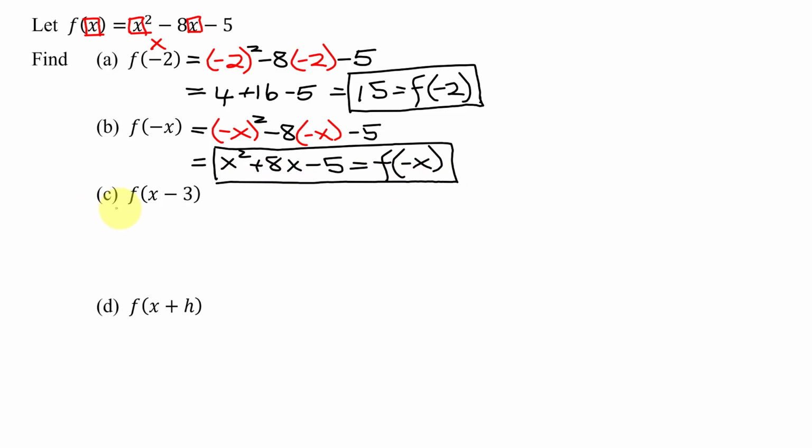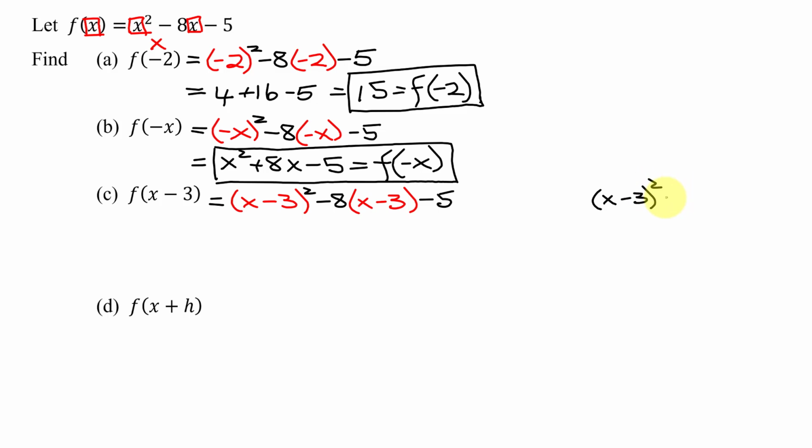Next, in part C, I need to find f of x minus 3. So what that is going to give me is, instead of x squared, I'm going to have x minus 3 all squared minus 8 times, instead of x, I'm going to have x minus 3, and then don't forget the minus 5. Now, the first thing I need to do is evaluate x minus 3 all squared. There's a couple of different ways of doing this. I'm going to show you both.